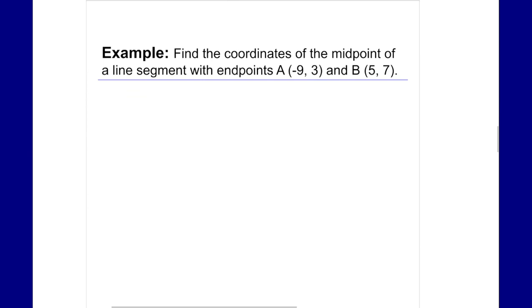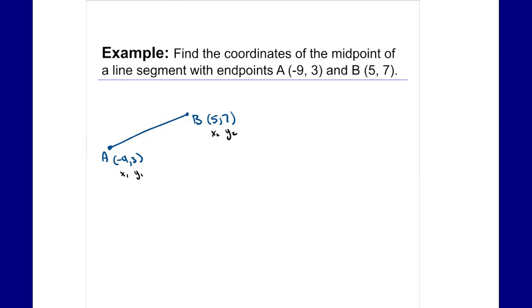So let's go through a quick example. Find the coordinates of the midpoint of a line segment with endpoints A(-9, 3) and B(5, 7). If we wanted to, just for visual purposes, we could draw this out. It's going to look something like this, with A being here, (-9, 3), and B being here, which is (5, 7). We want to label our points x1, y1, x2, y2. It doesn't matter which one's which, as long as we're being consistent.